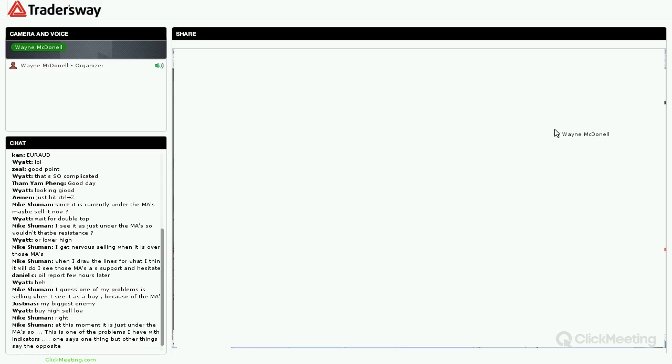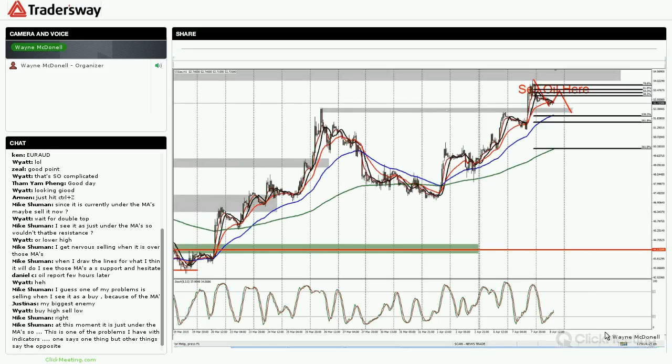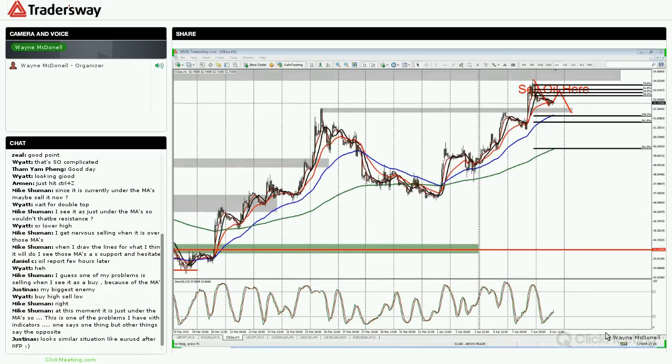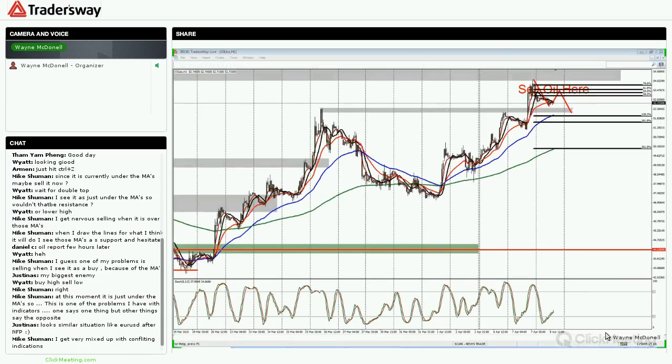Okay, hang on. Almost done loading this thing. Come on, Windows. All right. All right. A drawing tool here. Fine. Thank you for your patience, by the way.